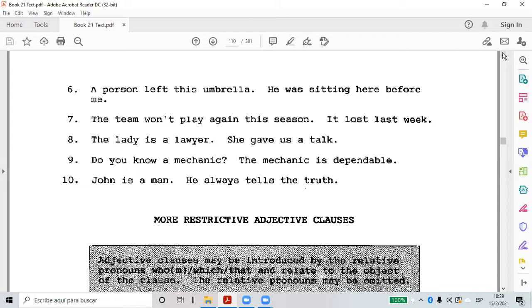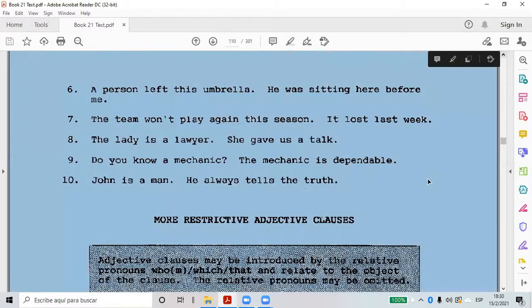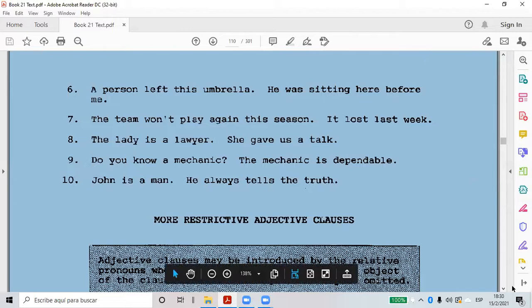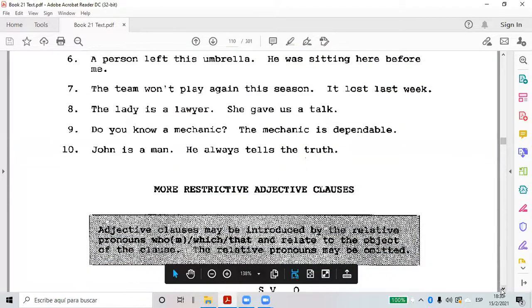A ver, ¿quién me dice? Number 9. Bueno, entonces con esto, let's continue with the more restrictive adjective clauses. Next, let's move to the next issue.